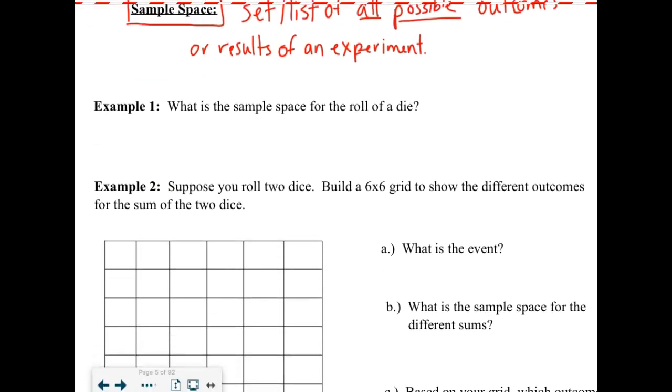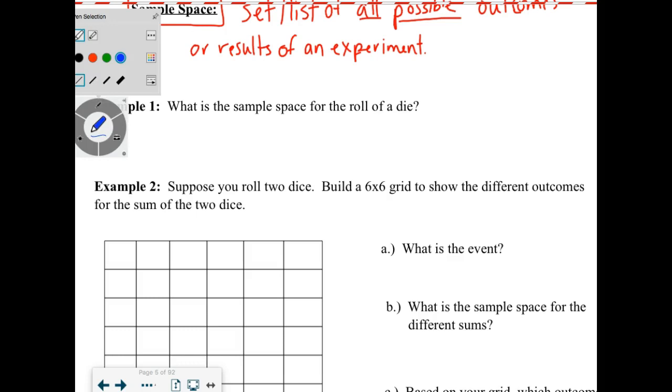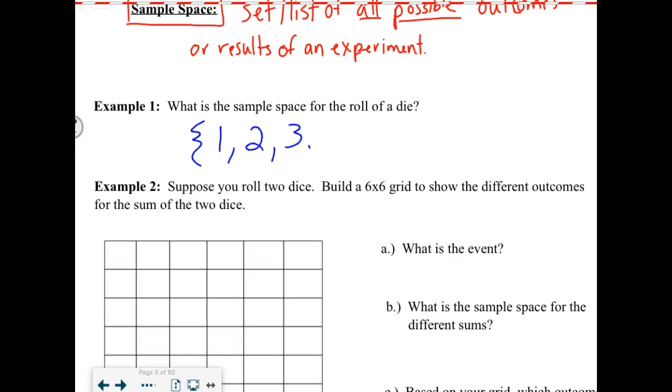Alright, so for example, game night or something. What are the possible outcomes of rolling a die? 1, 2, 3, 4, 5, or 6. Alright, what are these goofy things right here? Okay, these are called brackets, and this is set notation. You will want to include brackets or set notation around all possible outcomes.